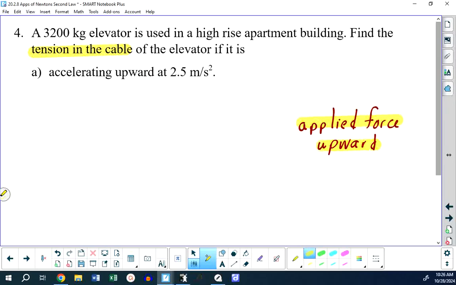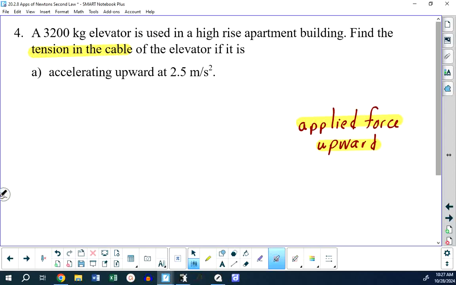And with a little bit of thought, I hope you understand that the tension in the cable must always be upwards, whether you're accelerating up or accelerating down. If the tension in the cable is downward, it would be a wild ride, right? You'd be accelerating downward faster than 9.81 meters per second squared, which means you'd be hanging out on the ceiling of the elevator. Okay? So the applied force must be upward.